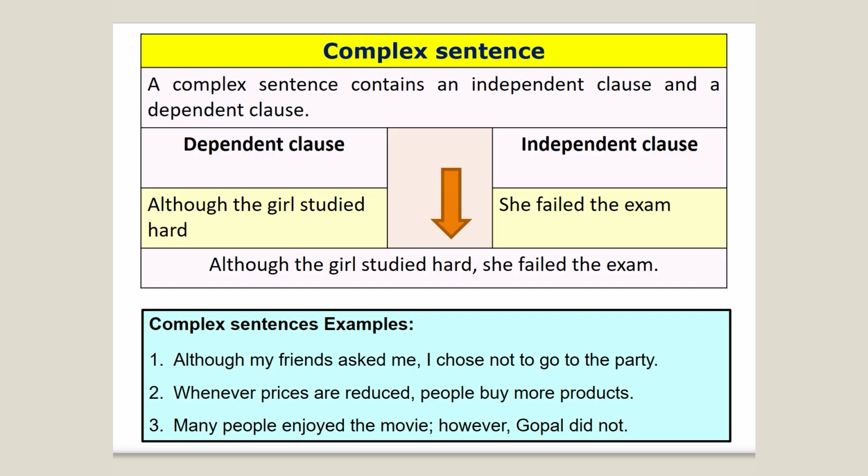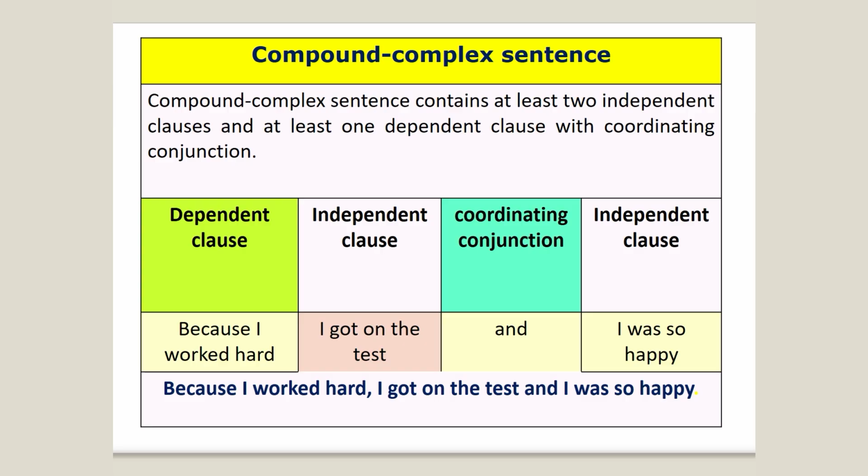Although my friends asked me, I chose not to go to the party. Whenever prices are reduced, people buy more products. Many people enjoyed the movie, however, Gopal did not. So these types of sentences are called complex sentences. The next is the compound-complex sentence. What are compound-complex sentences?